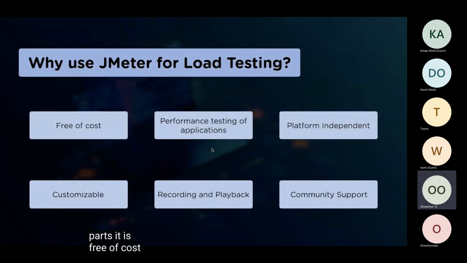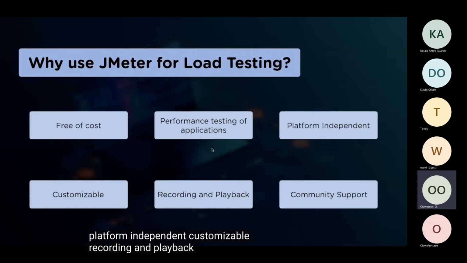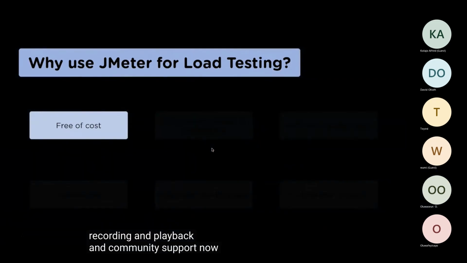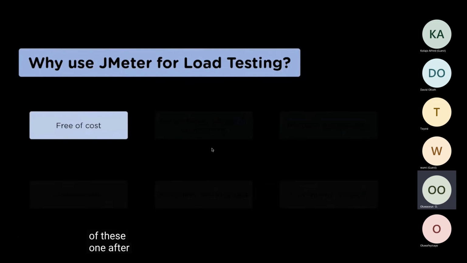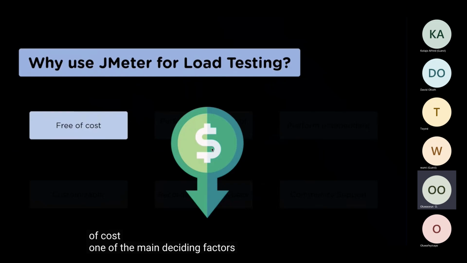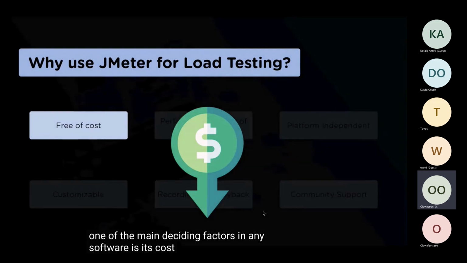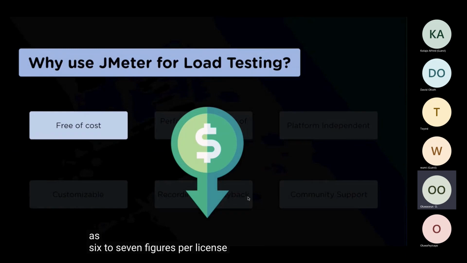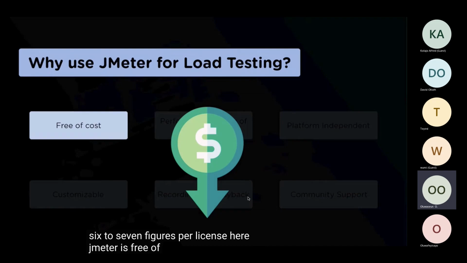It is free of cost, performance testing of applications, platform independent, customizable, recording and playback, and community support. Now, let's see all of these one after the other. The first one, free of cost. One of the main deciding factors in any software is its cost. Normally, a software can range from high as 6 to 7 figures per license. Here, JMeter is free of cost, very intuitive, and has all the possibilities you need to automate your work.